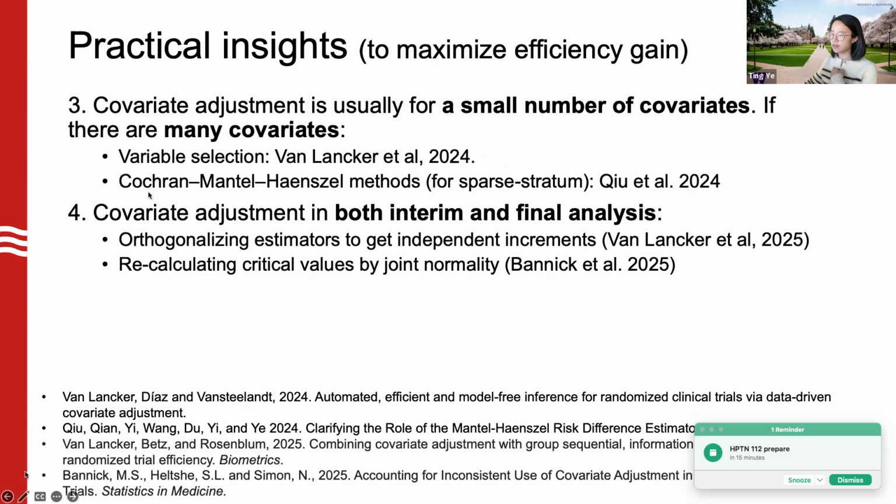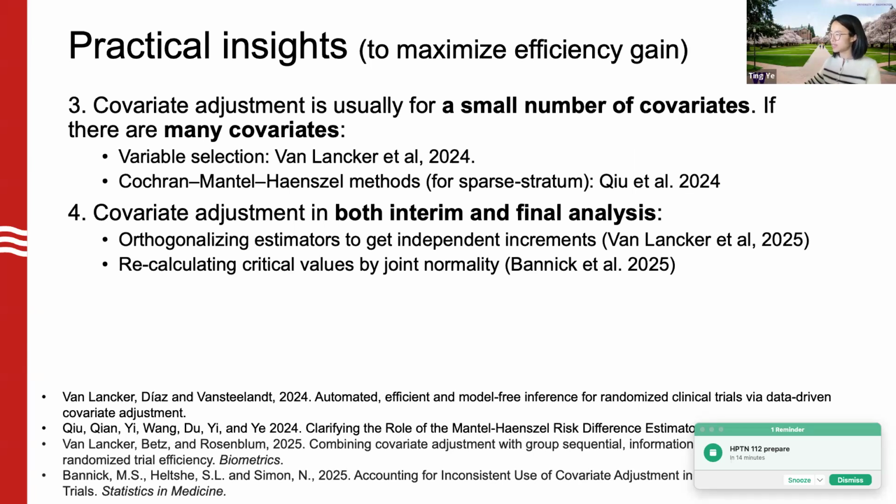And also we have a last discussed point about many covariates, which is that the Mantel-Haenszel methods, under the sparse stratum setting, effectively adjust for many stratification factors. So this is also a way to adjust for many covariates. We have a paper led by my students, which studies this estimator as a covariate adjustment approach for both the large stratum and sparse stratum.